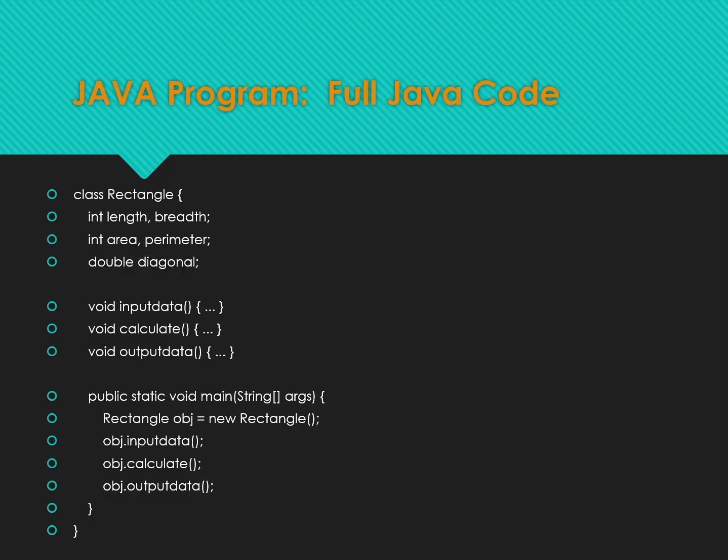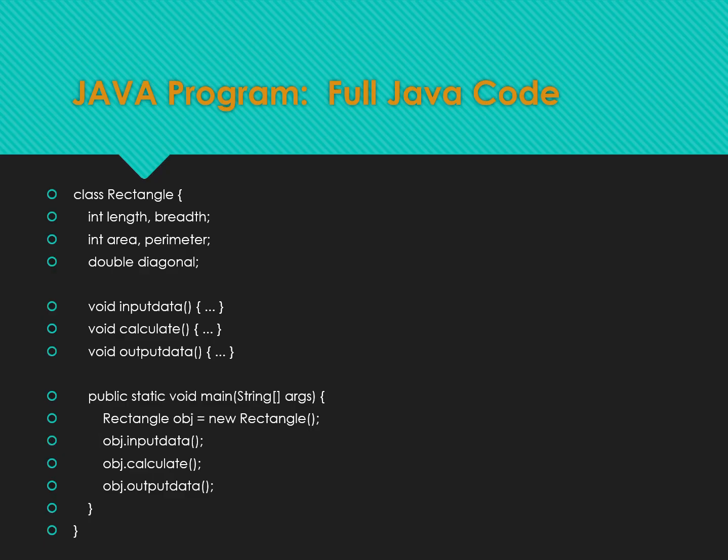Now let's take a look at how the entire program comes together in a structured and organized manner. We start by defining the class rectangle, which contains both data members and member methods. The variables length, breadth, area, perimeter, and diagonal are declared at the class level, so they are accessible to all methods within the class.